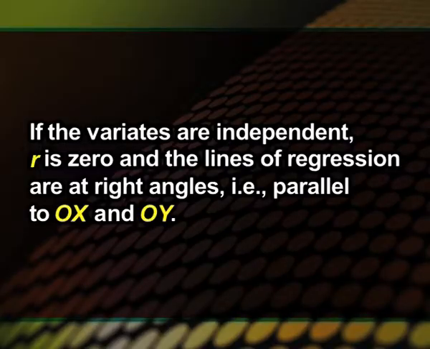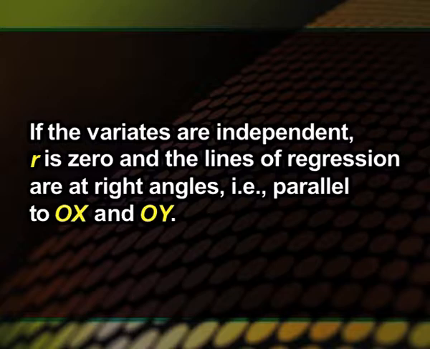However, when there is either perfect positive or perfect negative correlation between the two variables, the two regression lines will coincide. That is, we will have only one line. The farther the two regression lines are from each other, the lesser is the degree of correlation, and the nearer the two regression lines are to each other, the higher is the degree of correlation. If the variates are independent, r is 0, and the lines of regression are at right angles, that is, parallel to OX and OY.